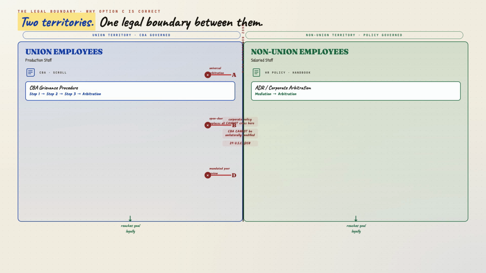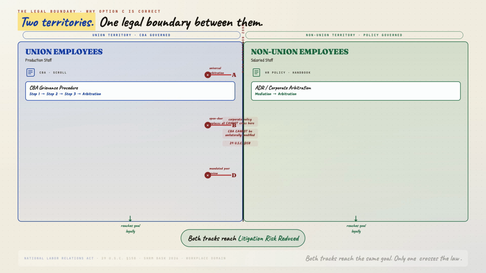Option C is the only approach that respects the legal geography. 2 parallel systems, union procedure preserved exactly as negotiated. Non-union procedure standardized aggressively through ADR. Both tracks reach the same destination. Reduce litigation risk. Only one crosses the law.